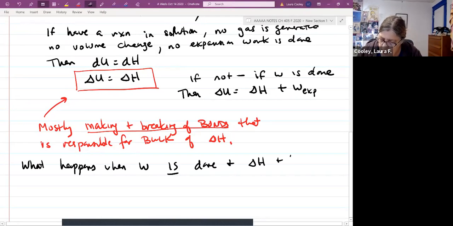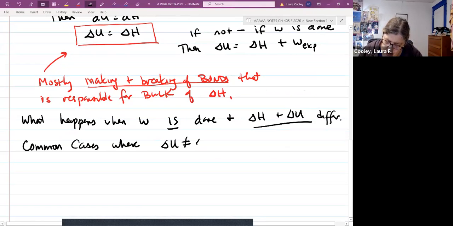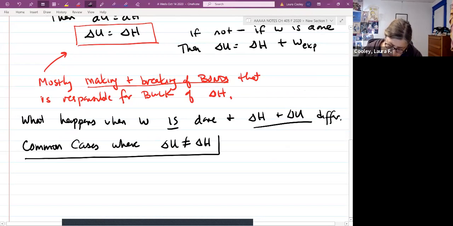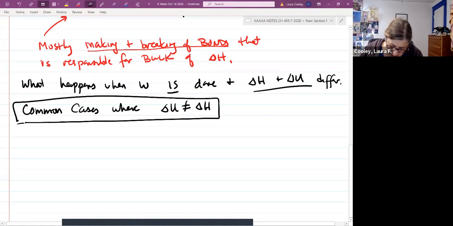And delta H and delta U differ. Okay, so that's where we're at today. So I would like to talk about the common cases where these two thermodynamic changes are not the same. Okay, and there are three that I would call common cases.